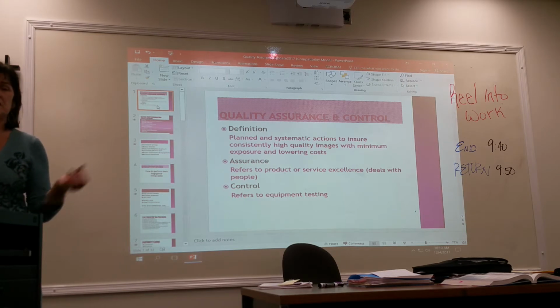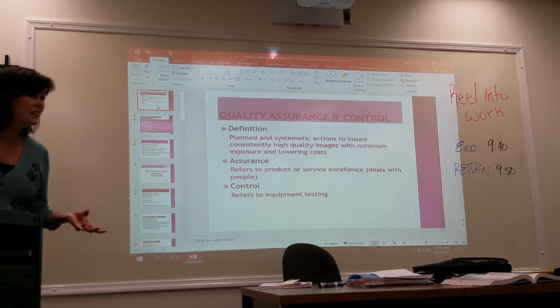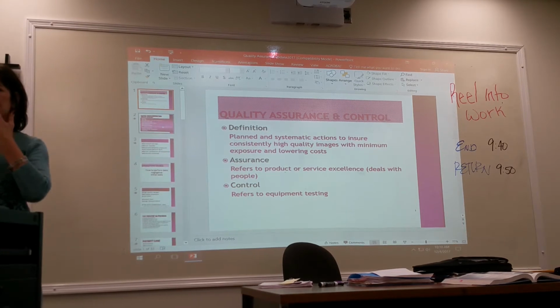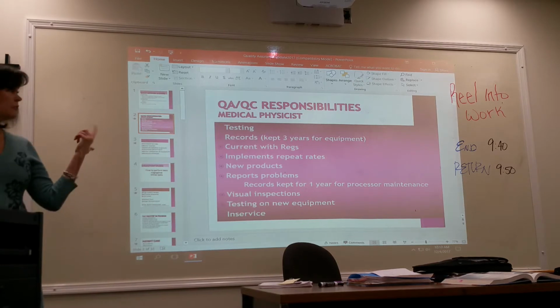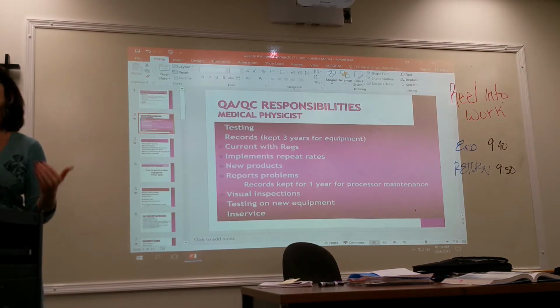A lot of definitions. So if I give you a definition, know what it means. What does QC mean? What does QA mean? Okay, so go through and look at your definitions. I ask a question about the responsibilities of the medical physicist. So go through and look and see what that person does. What are their responsibilities?